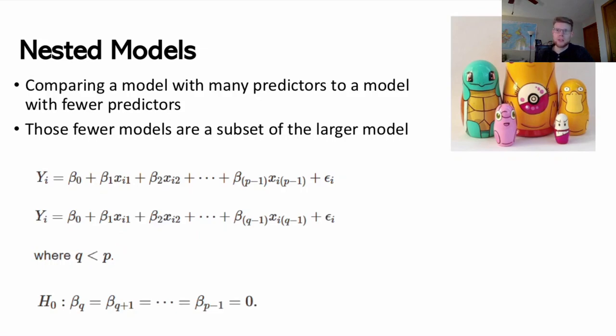The null hypothesis is that these added predictors in the full model are not doing anything, from b sub q to b sub p minus 1, so basically this difference. Where I stop here and where this one ends is these extra predictors. The null hypothesis here is that these don't have a linear relationship. The alternative is that at least one of this set, b sub q through b sub p minus 1, is not equal to 0.